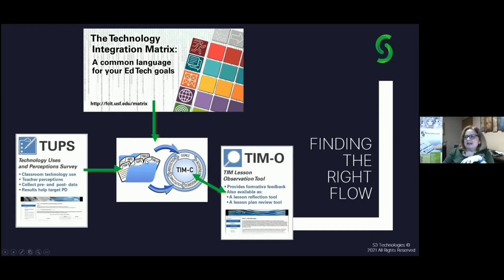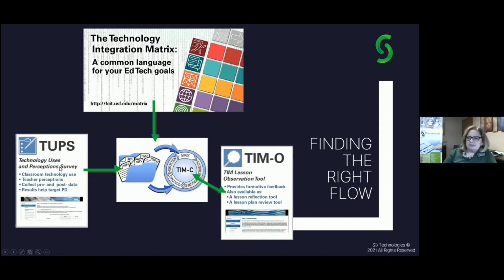And then we take that data and that goes into our coaching cycle, which we're thrilled about the new TIMC tools. We haven't gotten to use them yet. We had built our own TIMC tools. So we're glad that those are part of the TIM tools now. And you're using the technology integration matrix as your base for those coaching cycles. And then you're writing them up in the TIM observations.